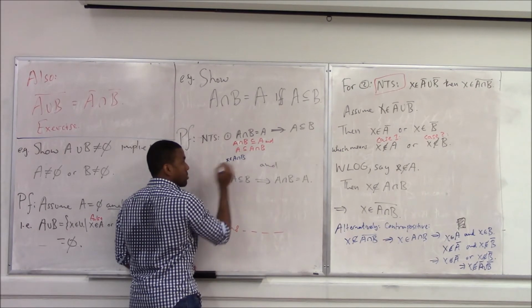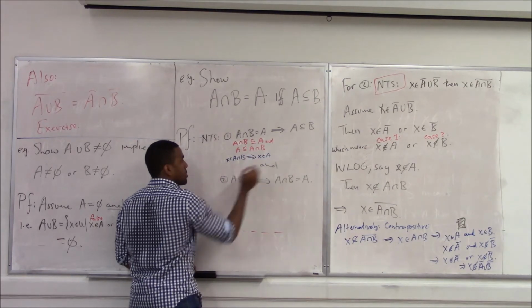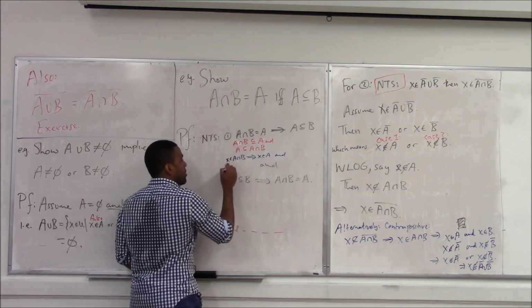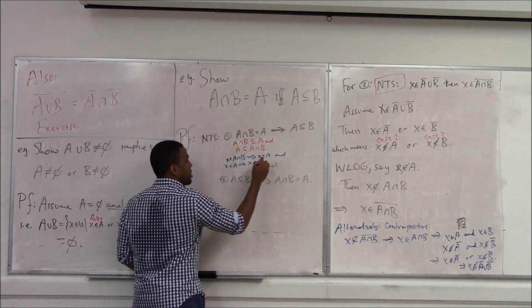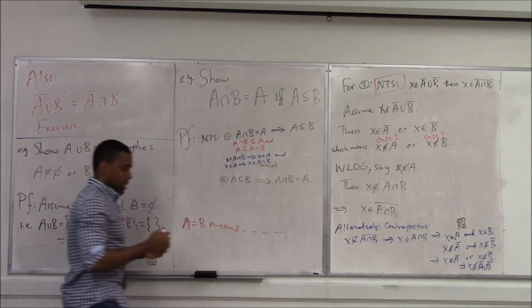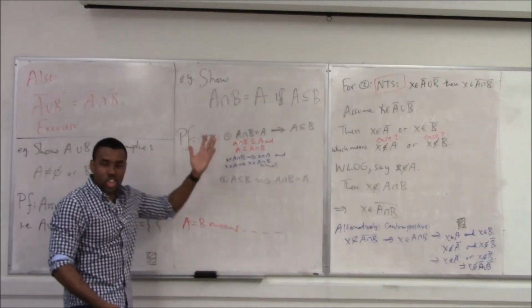Which means x is in A and x is in B, which implies that x is in A. And if x is in A, that would imply that x is in A intersect B. Now, you won't always have to break things down this much, but in case you're lost, this is what you do.